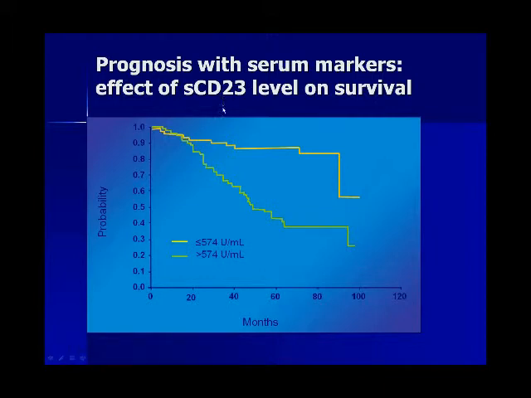CD23 is one of those proteins on the cell surface of CLL mentioned earlier. Some of that protein breaks off and floats around free in the plasma, in the bloodstream, so this is soluble CD23. You can measure that, and it just reflects that the more cells you've got, the more of this soluble protein is present. High levels, the green line, tend to be associated with slightly worse disease. So all it's doing is mirroring the amount of disease that's present. Again, not something that's routinely used.